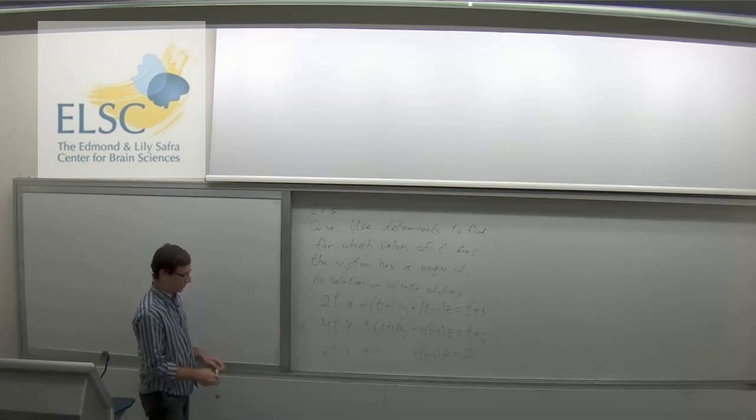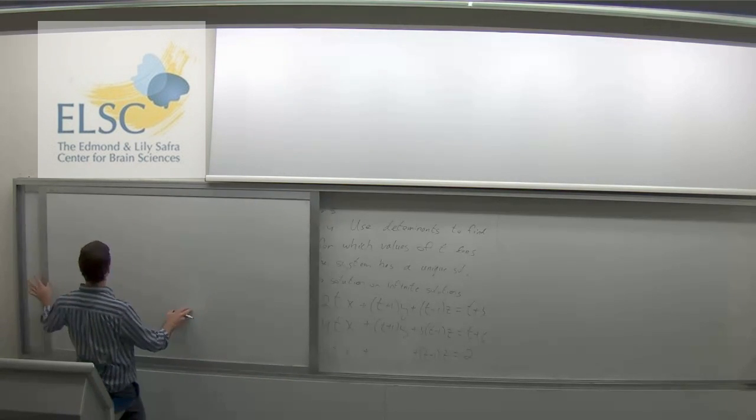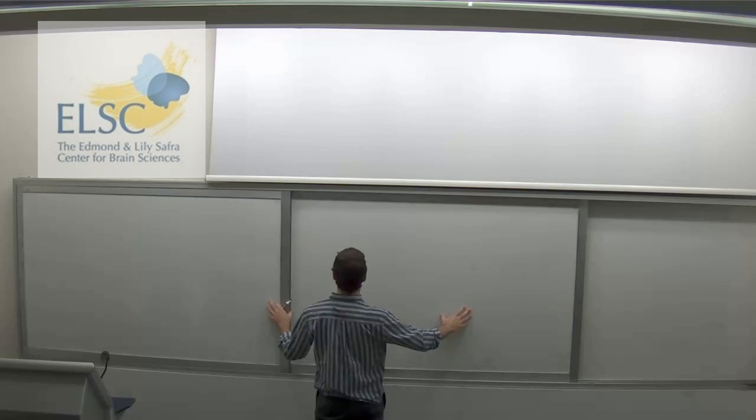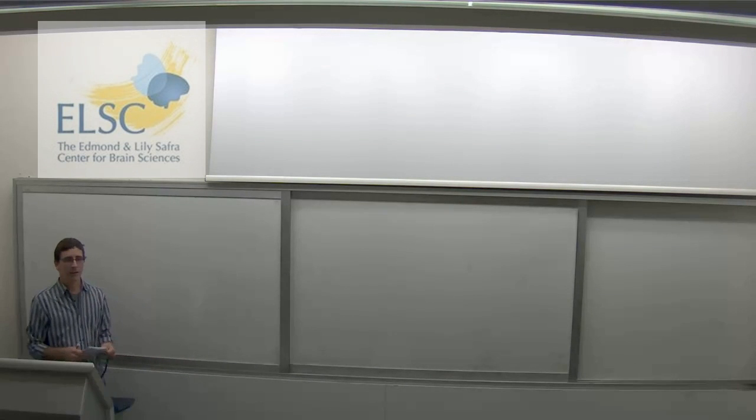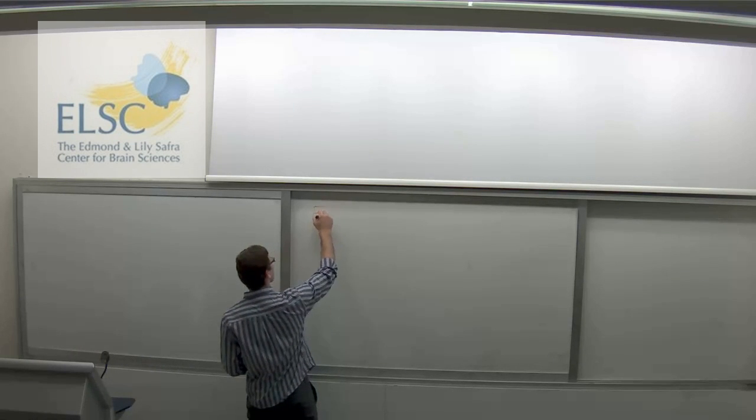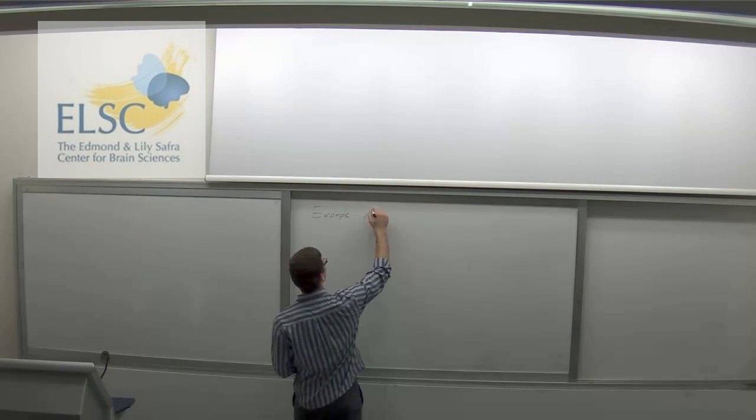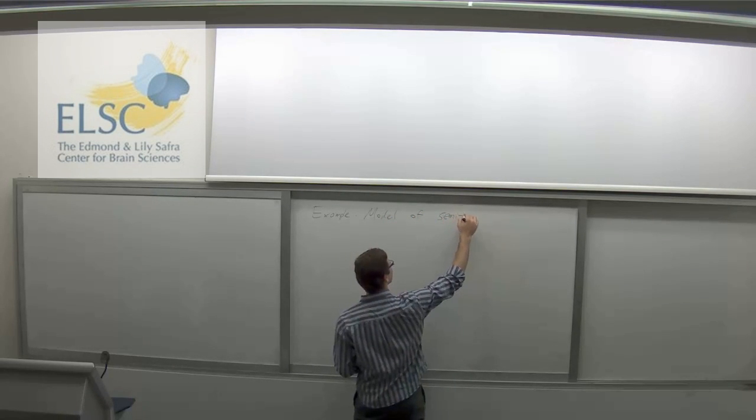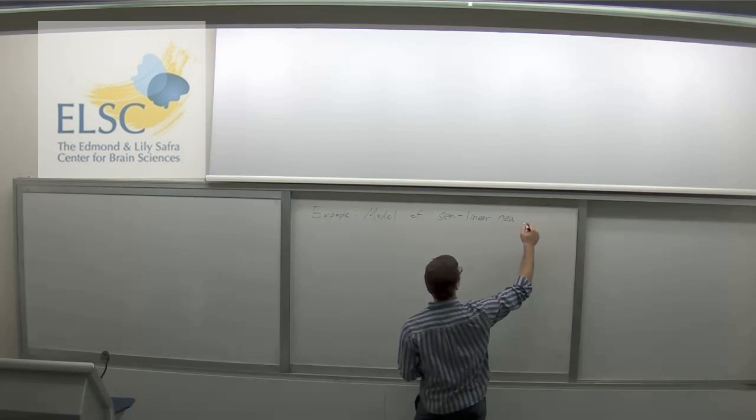Okay, so what I'm going to tell you now, we're going to summarize what we've studied so far by another example of a model, of a neuronal model, okay? Model of semi-linear neurons. I'll tell you exactly what is semi-linear.